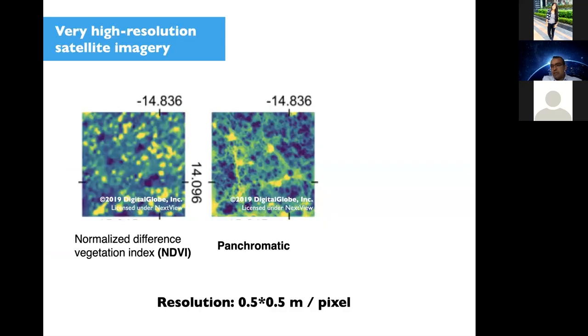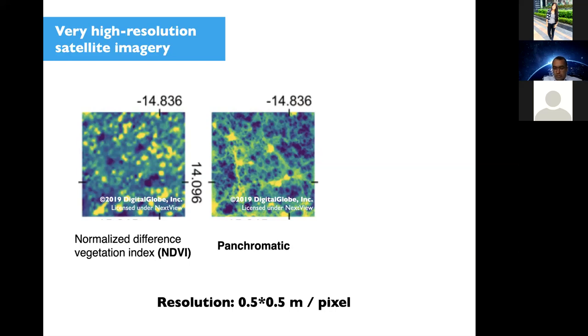Basically, we had access to very high resolution satellite imagery, because I'm working with NASA, and through them we had access to two channels, panchromatic and NDVI. Panchromatic is basically a sum of all other satellite channels. Satellites usually have cameras with multiple channels going beyond the normal RGB, so they also detect near infrared and some other spectral bands. And the panchromatic is just a sum of all the other spectral bands.